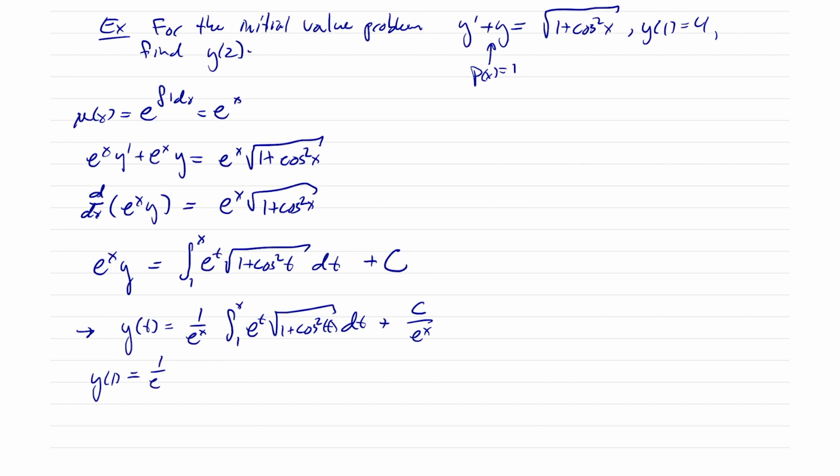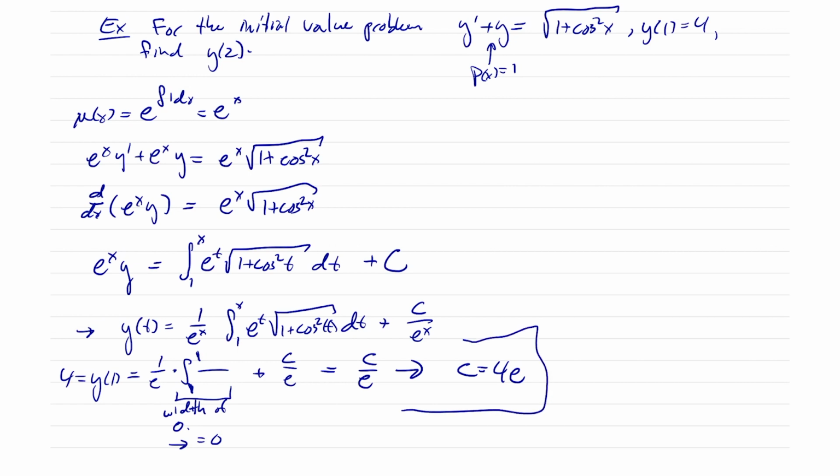That's going to be 1 over e times the integral from 1 to 1 of stuff plus c over e, and the integral, with the bounds matching, is going to have a width of 0. And so that is equal to 0. So this is just going to be c over e, and since this should be equal to 4, that tells us that C is equal to 4 times e.